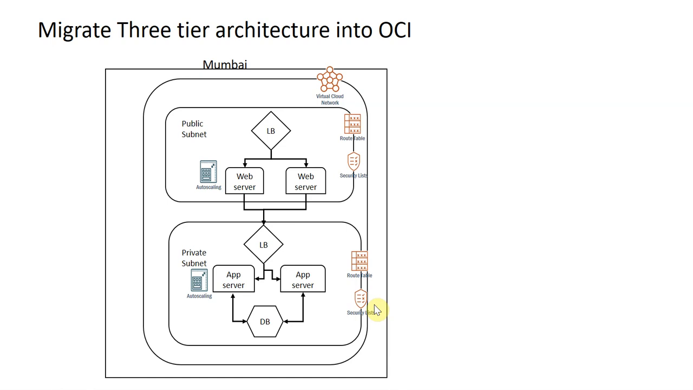The next feature we are talking about is the firewall feature. We could say it's a security list and a route table.